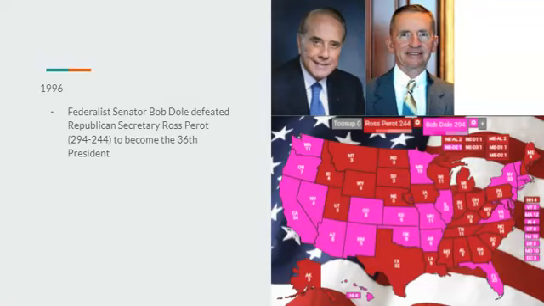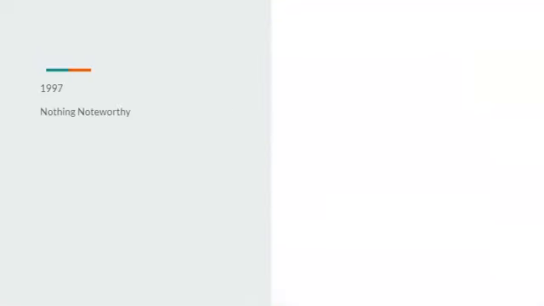And this map is very funky, but trust me on this one. And Ross Perot would be a very controversial figure. We would actually see the political divide we see today start here. So instead of it happening in 2000, it happens 4 years earlier. So the political divide actually starts here. Going to 1997, there's nothing noteworthy.